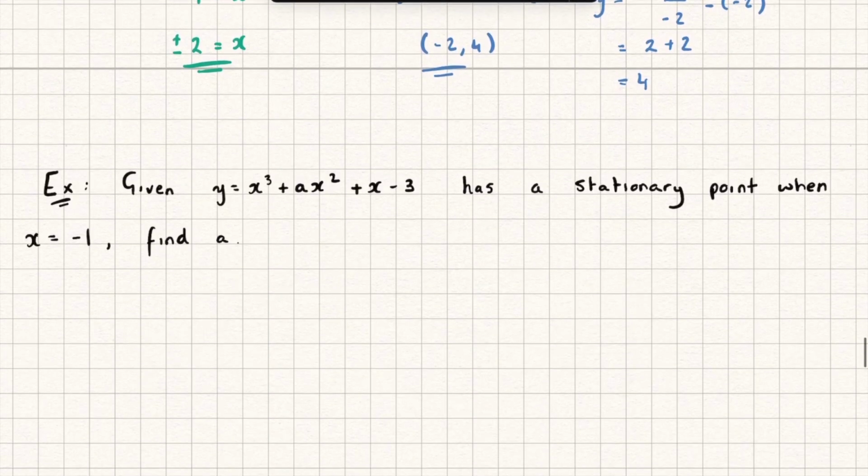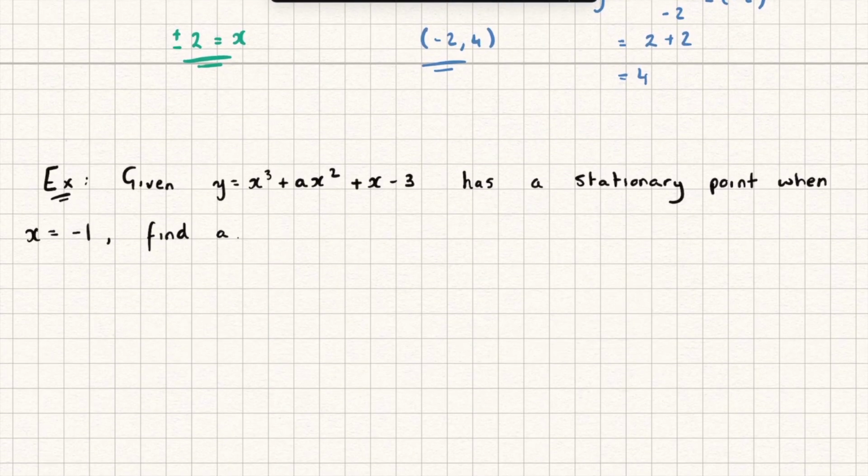Let's look at the final question, which is a bit more kind of problem solving. We've been given this cubic equation here, and we're told it has a stationary point when x is equal to negative 1, and we need to find the missing value a. So a is just a constant we need to find. We're going to start the same way as we always do, which is to find the derivative. So let's find dy by dx. That's going to be 3x squared plus 2ax plus 1.